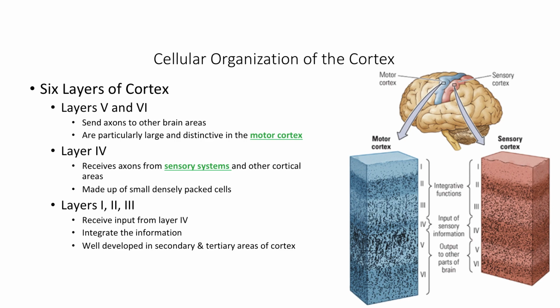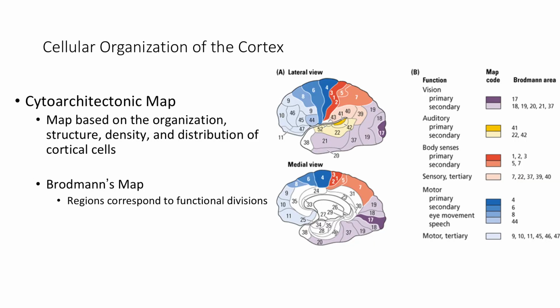So here you can see the differences between the motor and sensory cortex. The biggest difference is that layer 4 in motor cortex is small and it's larger in sensory cortex, and layers 5 and 6 are larger in motor cortex compared to sensory cortex, because they send their projections way further, all the way to the spinal cord.